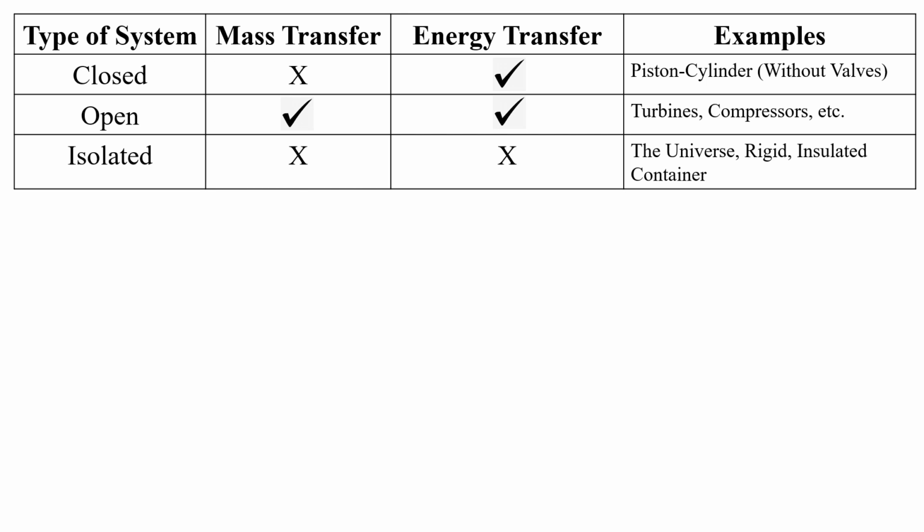And next, another type of system is the isolated system. In this system, there is no mass transfer and there is no energy transfer. Examples are the universe, and a rigid and insulated container.